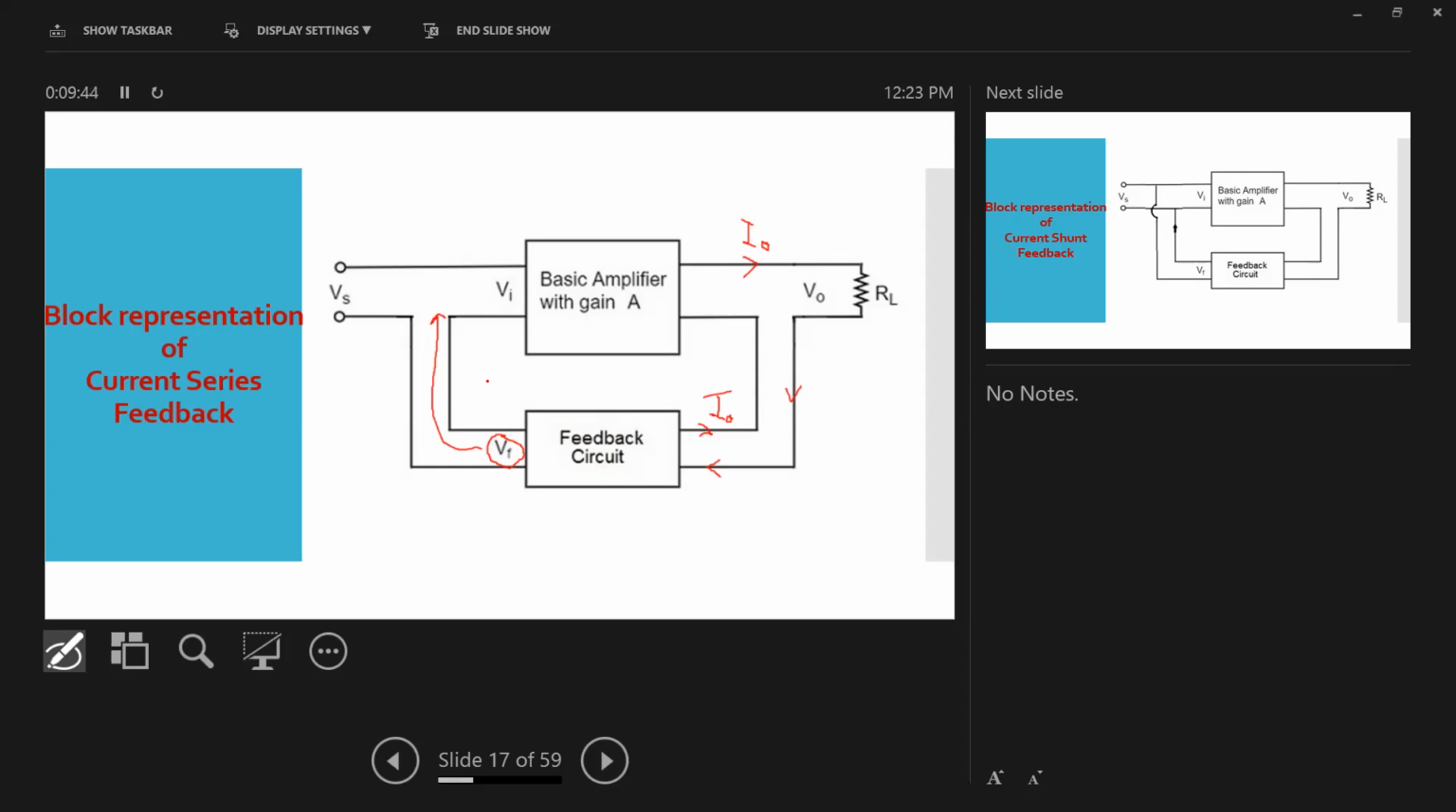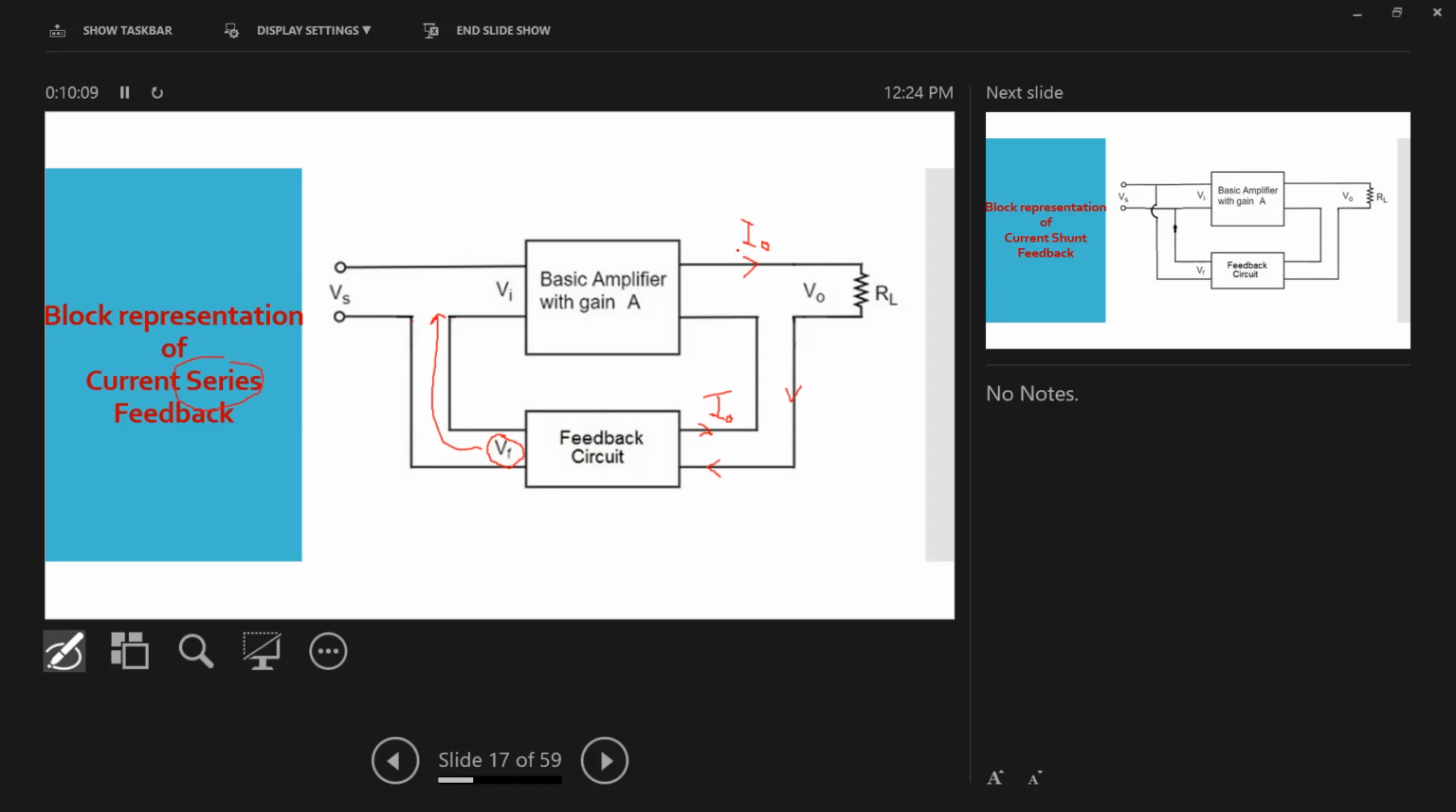Is that right? And here again, you can see the current series feedback. Series feedback means the voltage VF will be connected here in series, like in the voltage series feedback. But the value of this VF will be proportional to your I0. So whatever feedback according to your current output you want to add here will be added in series with the supply voltage. Is that right, everyone?